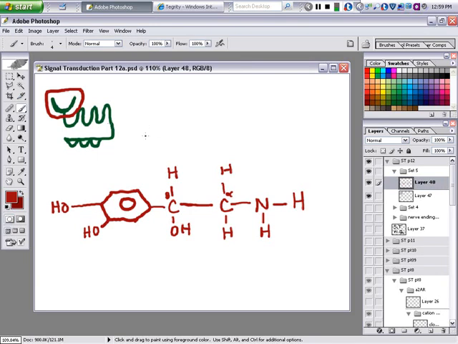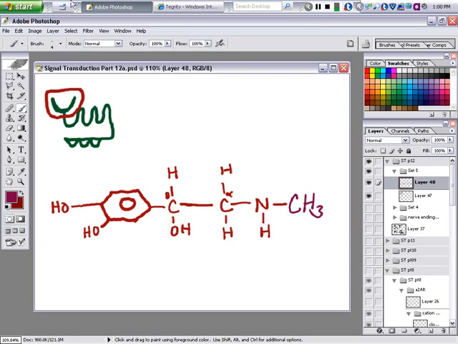So all you have to do to make epinephrine is, on this amino group, take away one of the H's and put a methyl group. So I'm going to get rid of one of these H's here, and I'm going to put a methyl group, CH3. This is now epinephrine, not norepinephrine. So epinephrine is basically methylated norepinephrine.